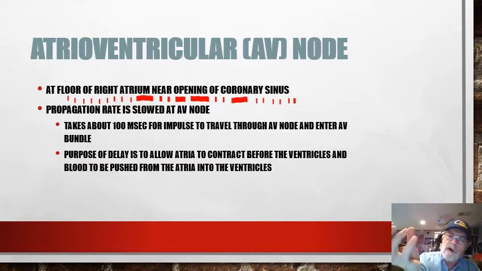It's right just above the level of the right ventricle. It's in the right atrium, the lower portion of the right atrium, just close to where it would start to go in through that wall to the right ventricle. Okay, again, that propagation rate is slowed at the AV node.